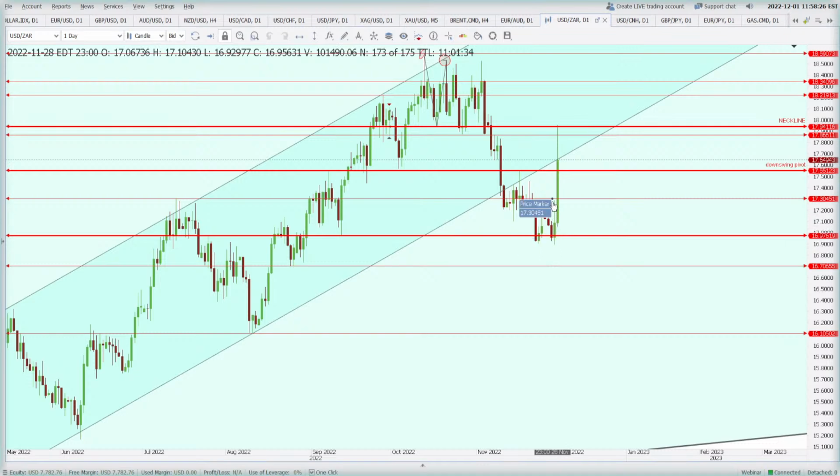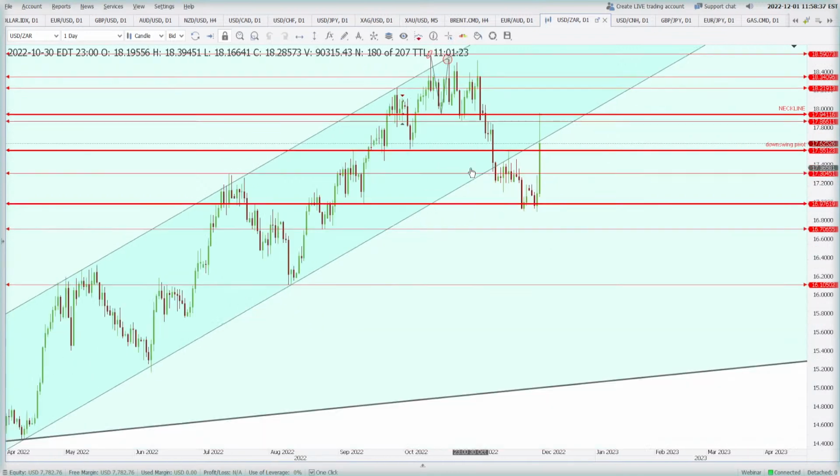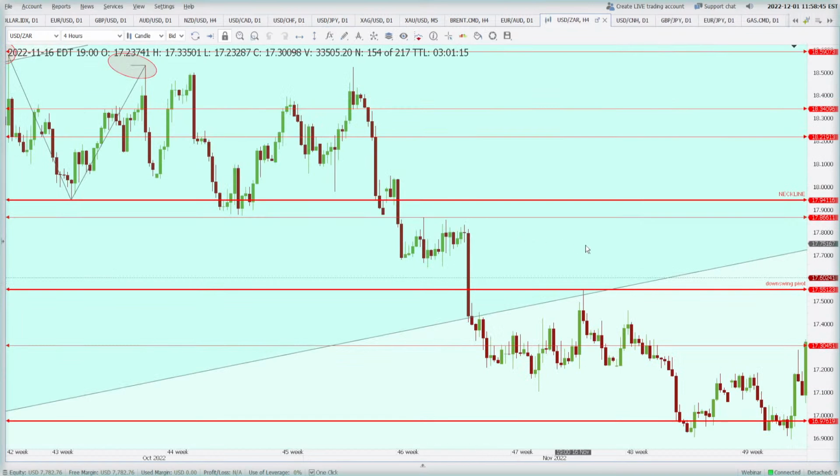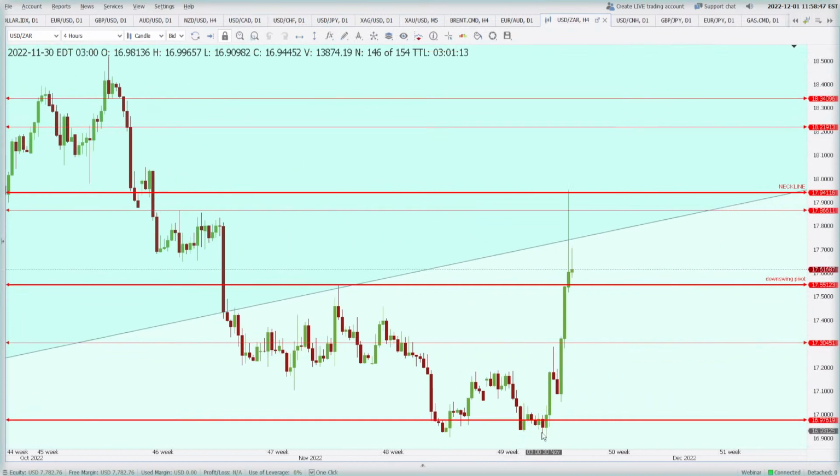That structure was broken, and as soon as the structure was broken on the 4-hour, it took support at the broken resistance level and pushed prices back towards the neckline of this head and shoulder. Not a head and shoulder, I will say this was the triple top that the price has created, and now today it got rejected from that area. I will show you on the 4-hour how quick that was. You see how quick that was.